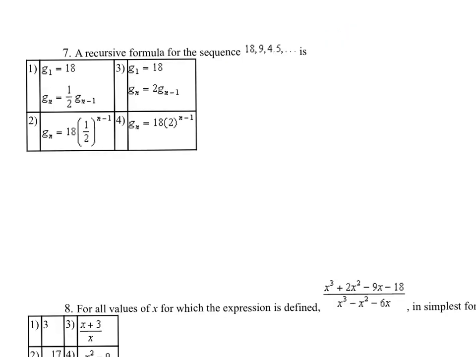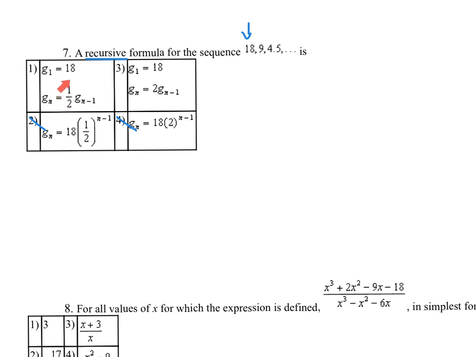So this question is asking for a recursive formula. So recursive, remember, we're going to have 2 equations, so therefore we know it can't be choice 2 or choice 4. Now, recursive starts with g sub 1, and that's always your first term, so that doesn't eliminate choice 1 or choice 3. Let's look at the difference between choice 1 and choice 3.